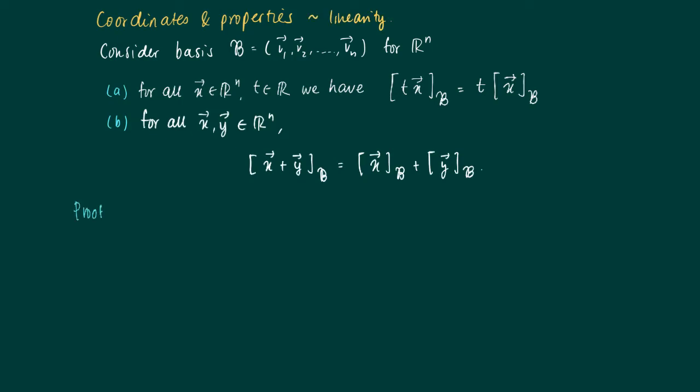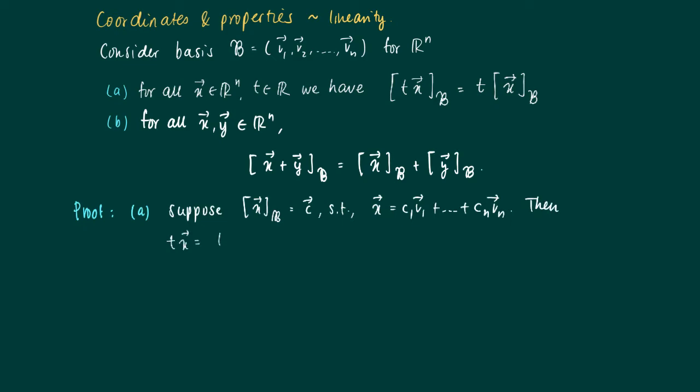A proof. Well, proof of the first one. Suppose that a vector x expressed in coordinates with respect to the basis B is a vector c. So this means that x equals c1 times v1 plus c_n times vn. So then we see that t times x equals tc1 times v1 plus tc2 v2, etc., until tcn vn.